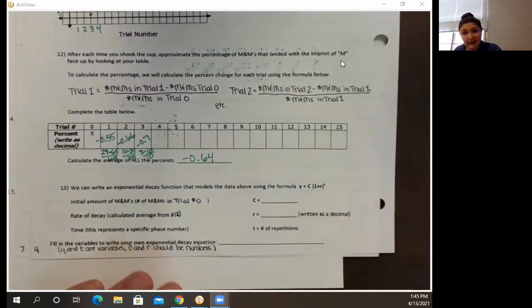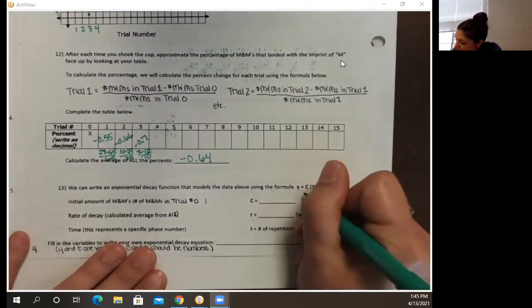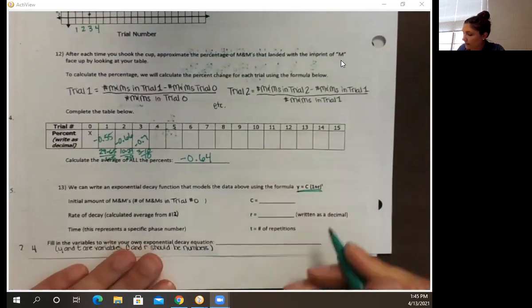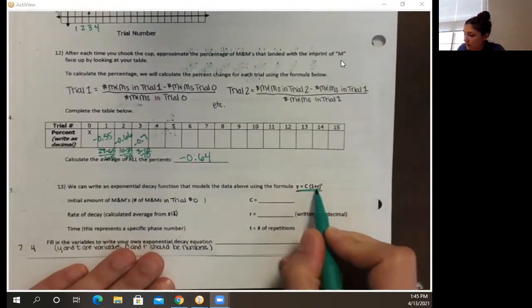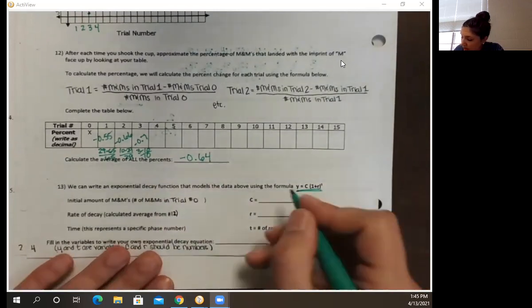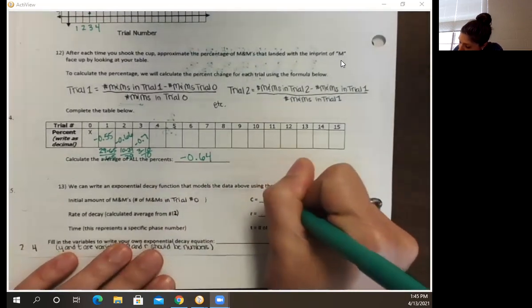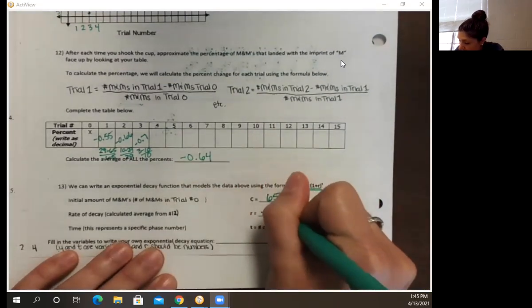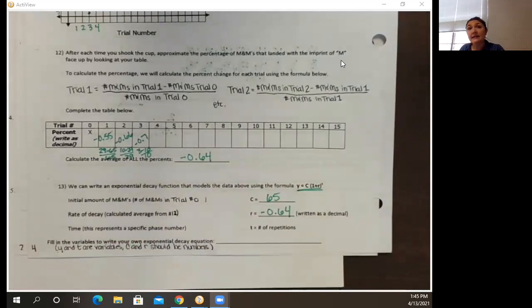For 13, again, I'm going to ask you to write this function here. So here's our general form, 1 plus r. So remember your r this time is negative, so 1 plus a negative number. Our initial amount of M&Ms was 65, and that rate that we're using, the average from all of our trials, negative 0.64. And again, remember, keep that variable there. So go ahead and write your equation.